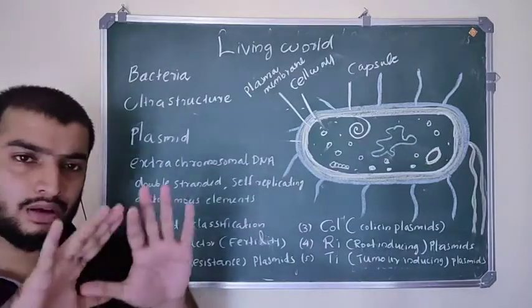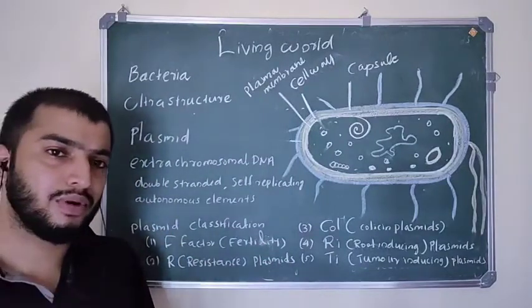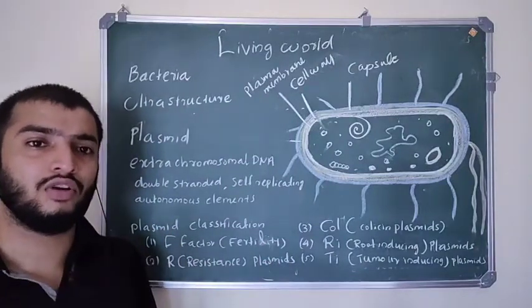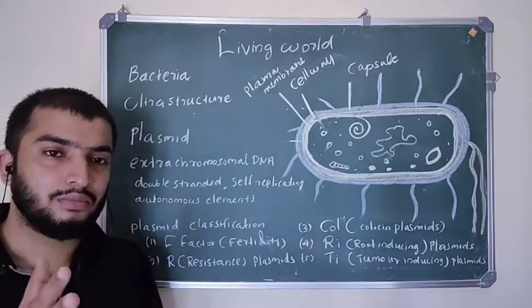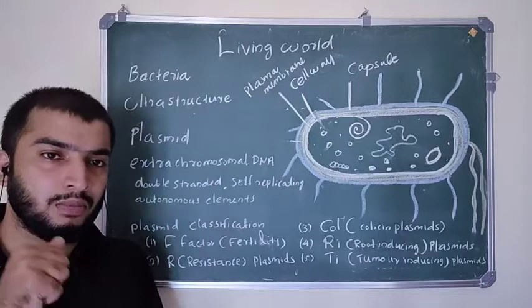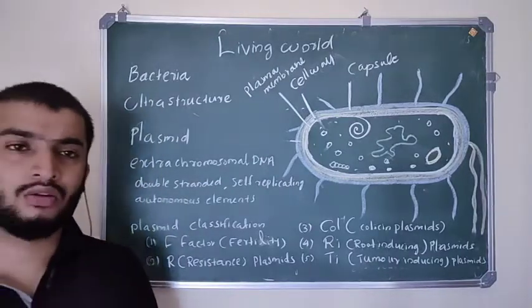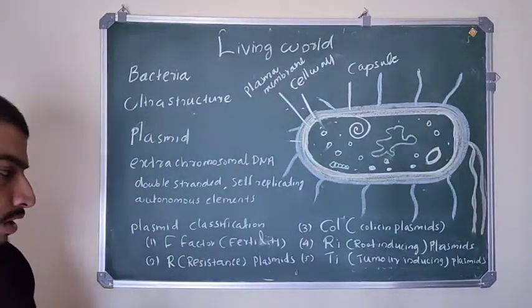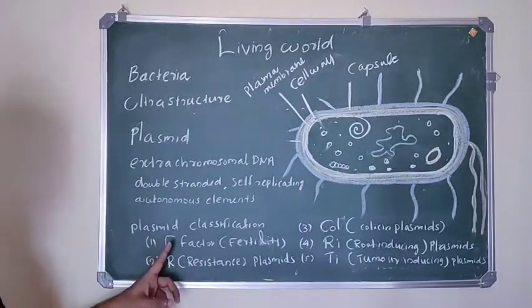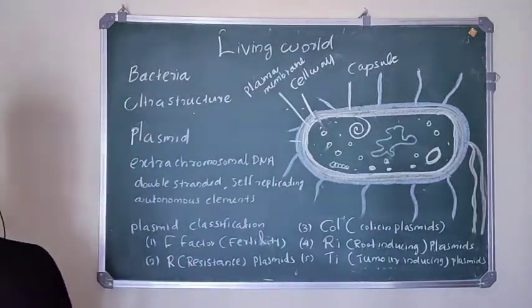And the number of plasmids in the bacterial cell varies, and the size of a plasmid also varies. It may be 1 to 500 kb. Based on function, the plasmids present in bacteria are classified into different types. What are those? First of all, we have discussed the major function, fertility. So number one is the F factor or fertility factor. It is a type of plasmid.